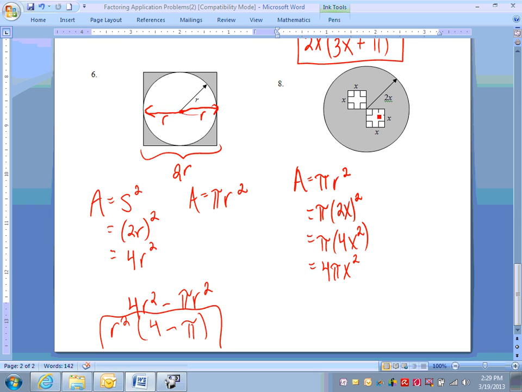Now we have to find the area of the 2 smaller squares. And the area of a square is side length squared. The side length here is x. So we just put x squared.